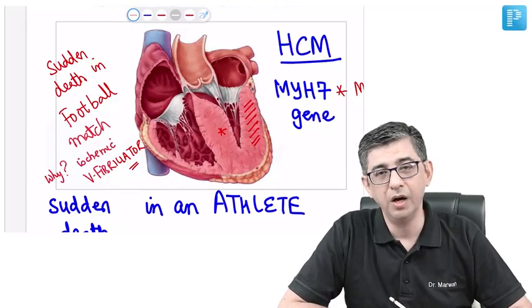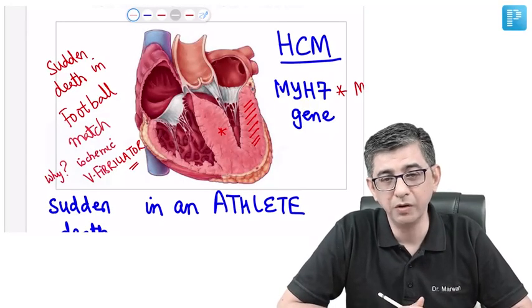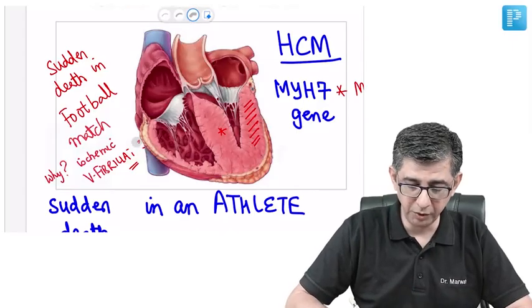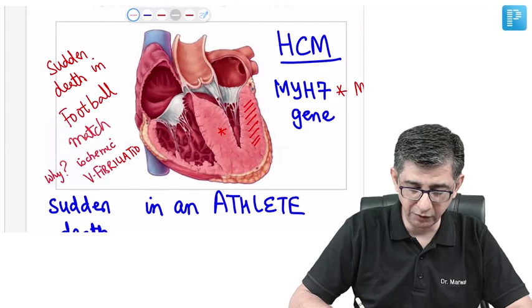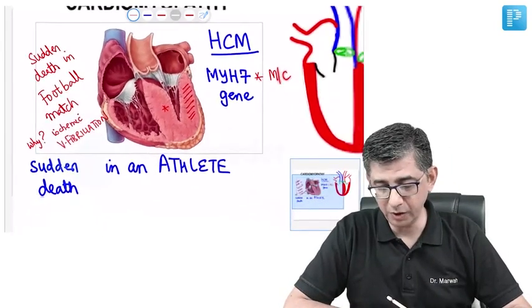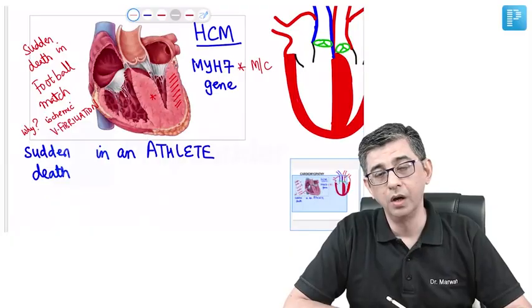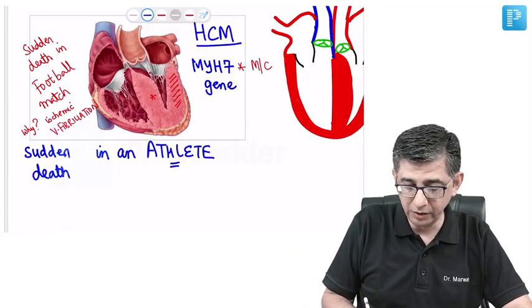And by the time he's brought to the hospital, the person would be pulseless and BP-less. So ischemic ventricular fibrillation should be answered by you as the reason for development of sudden death in a patient of hypertrophic cardiomyopathy, where the oxygen demand of the heart is relatively more. Now I've written one more term here, which is that there is sudden death in an athlete.